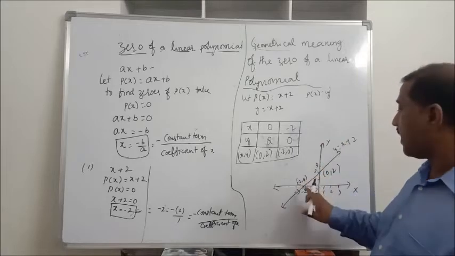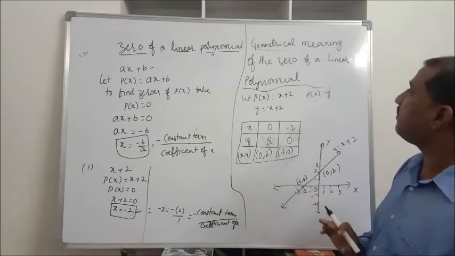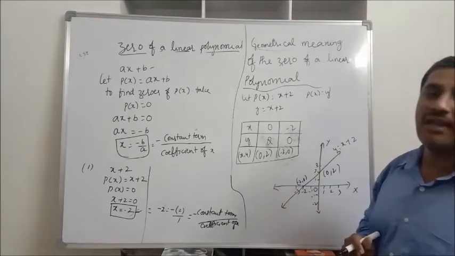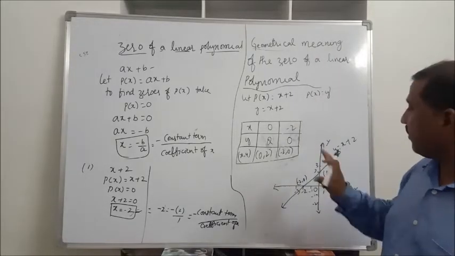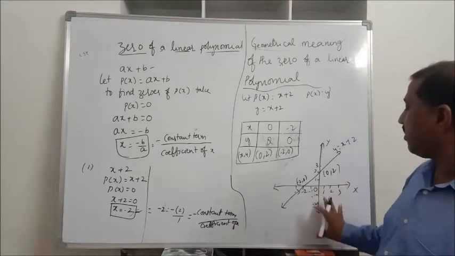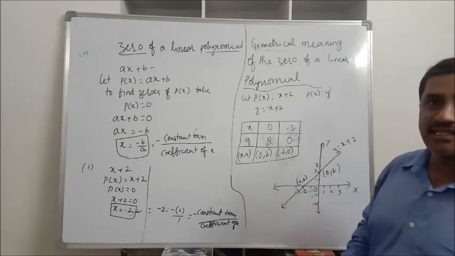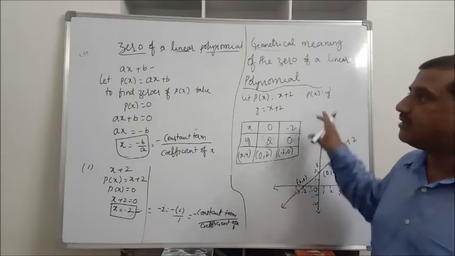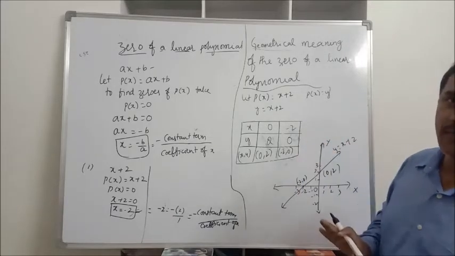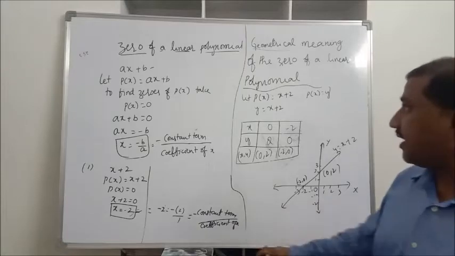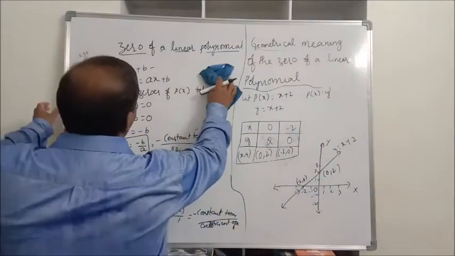That x coordinate is known as the geometrical meaning, that is, the zero of the polynomial in the graphical representation. So we have studied that a linear polynomial intersects the x-axis at most at one point. That's why a linear equation will have only one zero at most. What about a quadratic polynomial? What is the geometrical meaning of this quadratic polynomial?